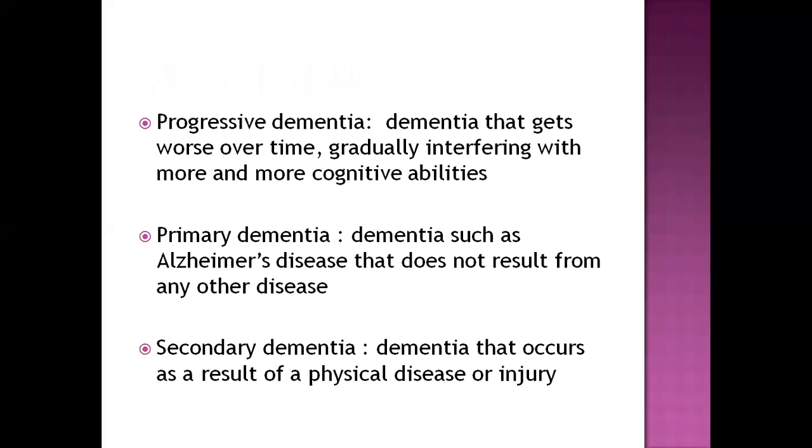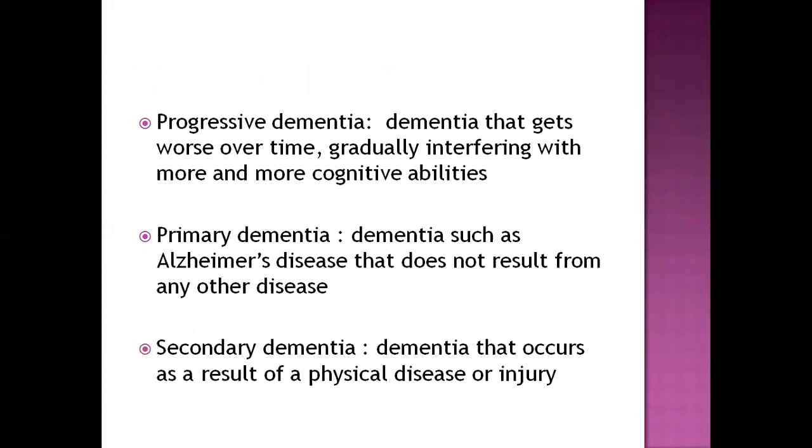Progressive dementia gets worse over time and it interferes with cognitive abilities: being able to think, able to reason, able to make decisions, all that. Primary dementia is caused by Alzheimer's disease, that does not result in the form of any other disease.